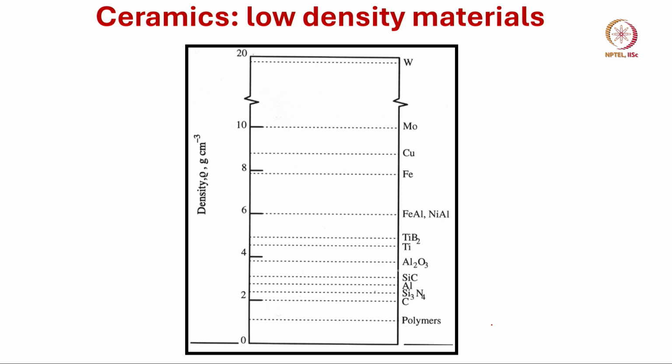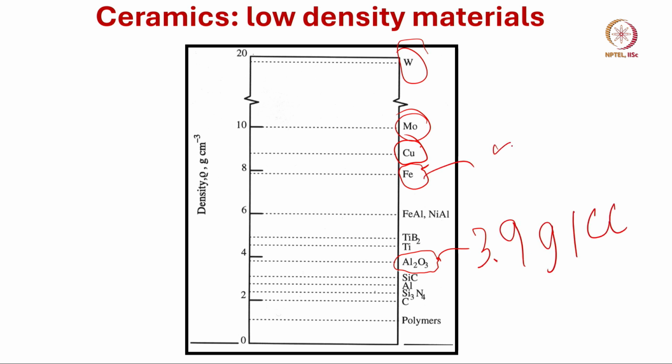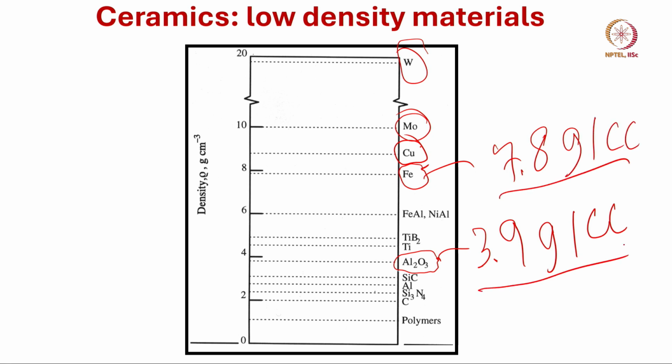So, ceramics are low density materials. This particular slide also shows you the density of different metals, like iron or steel has a density around 7.8 gram per cc, copper is a little higher, more than 8, moly is about 10, and tungsten is as high as close to 20 gram per cc. Alumina, as a model or classical ceramic, has a density of 3.9 gram per cc. Iron has 7.8 gram per cc. What it means is that density wise, alumina is half that of steel.